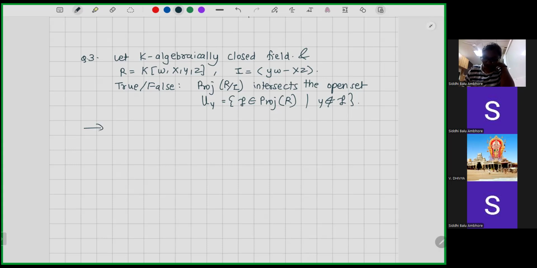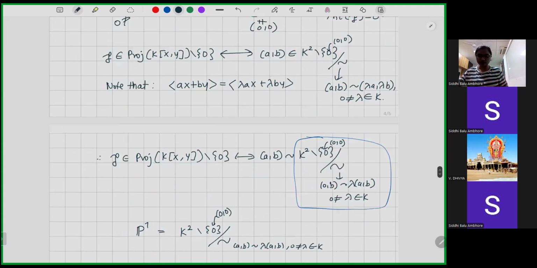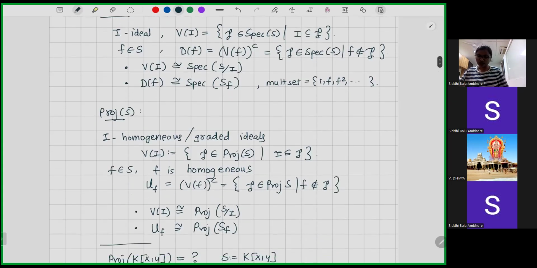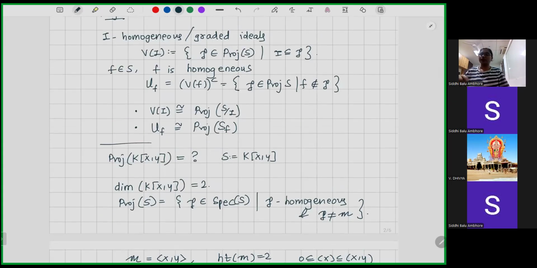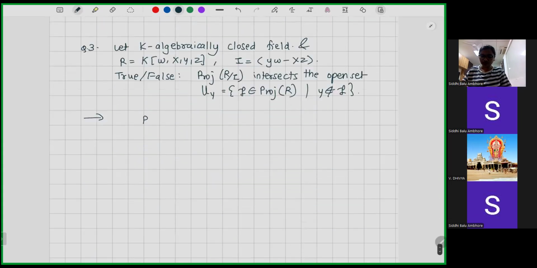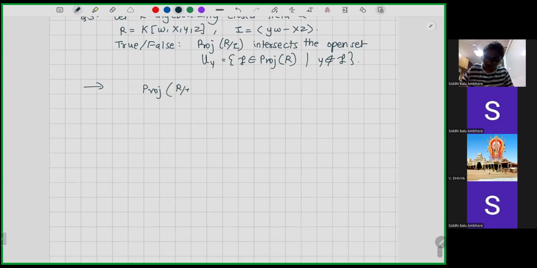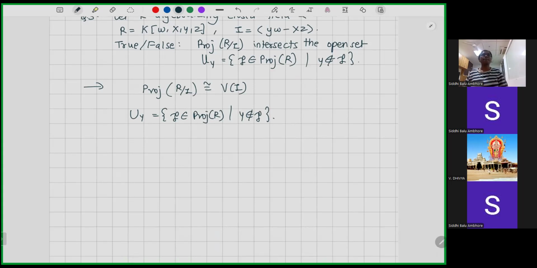And we also have this thing, if you remember, we did this before we started the first question, that this Proj R mod I is V of I. And when I talk about V of I, it is in Proj R. So we already have this thing. Proj of R mod I is actually isomorphic to V of I. And let me write this definition again. It is all those P in Proj R such that Y doesn't belong to P. So any guesses here?